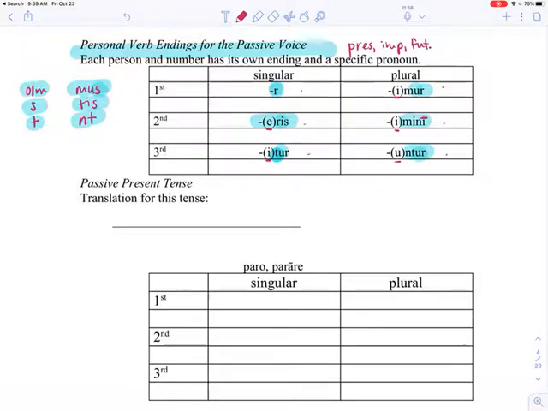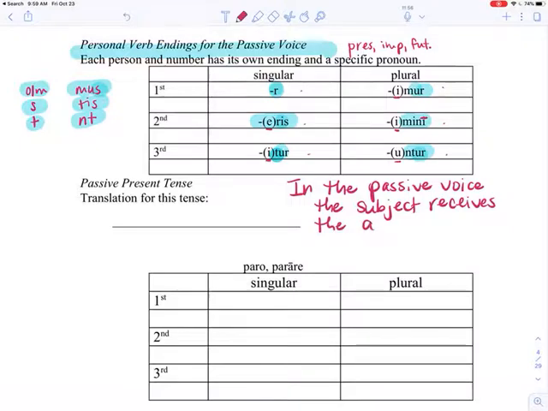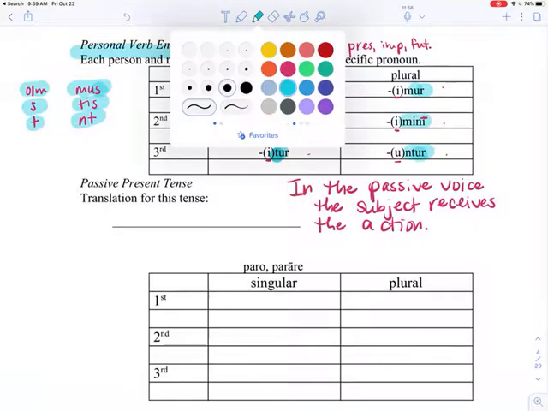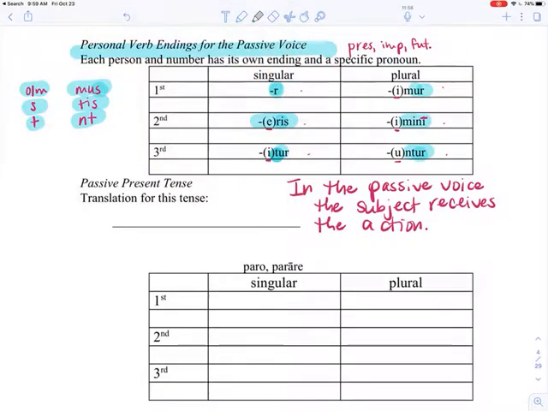So the passive voice, the subject is receiving the action. Okay, so let's write that down over here. In the passive voice, the subject receives the action. Okay, so in your present active, the subject is doing the action, but in passive, the subject receives the action.